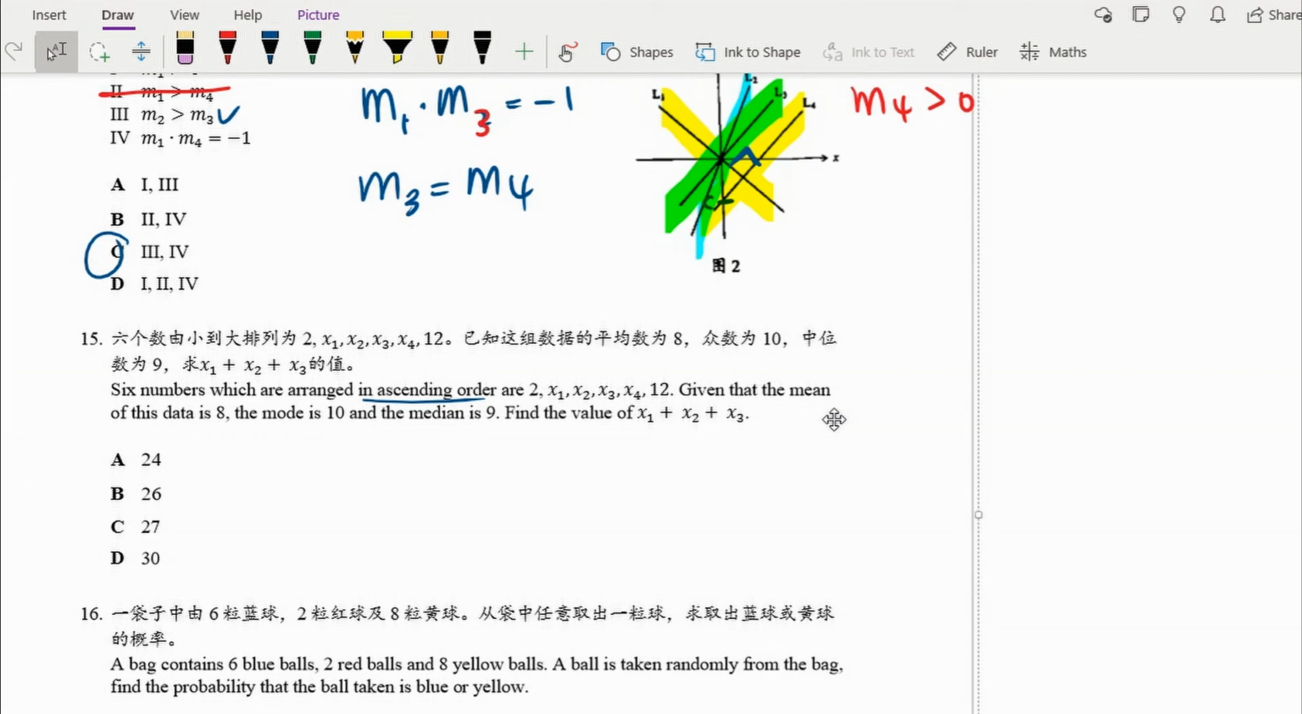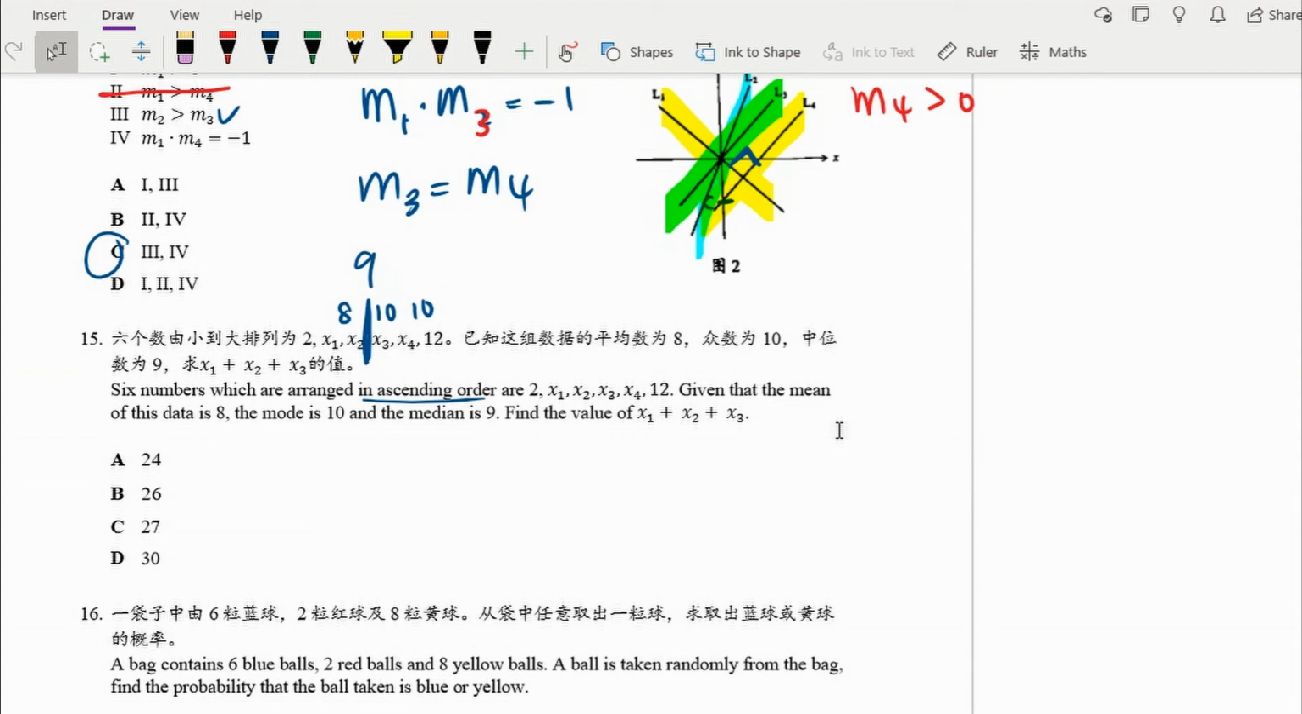And the 中位数, the median is 9. The median should be somewhere here. Your 9 is here. And you have at least two 10s. So the only places for the 10s to fit in are here and here, right? And in order for your median to be 9, this has to be an 8, so that 8 plus 10 divided by 2 gives you 9.